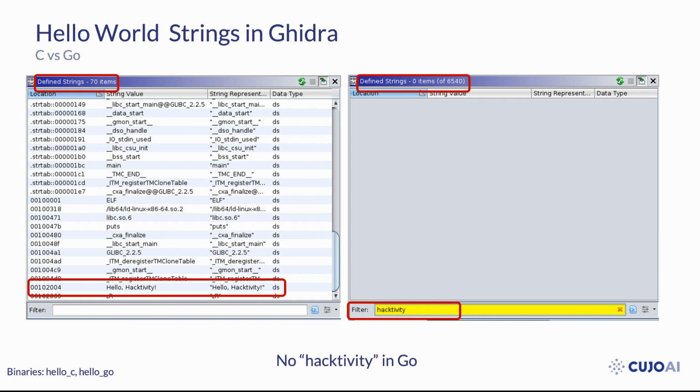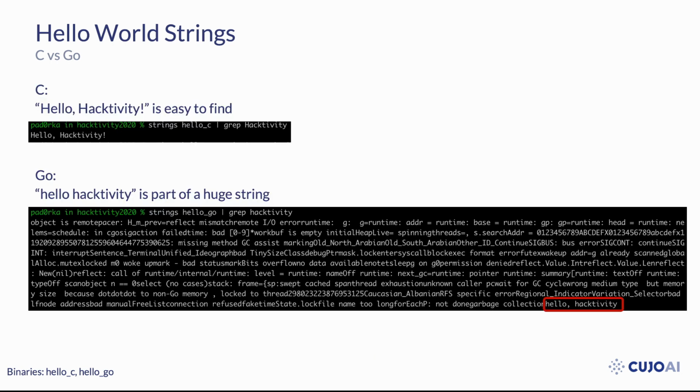In C, it's very easy. We can see there is the hello activity string, while in Go, we don't find anything. There are 6,000 strings, but still no activity. So let's see what happens if we use the strings utility. In C, this is what we would expect. It's very easy. We get our string. But in case of Go, hello activity is part of a huge string. Now it's not that difficult since the hello activity is at the very end of this string, but it can be somewhere in the middle, so it can be difficult to find.